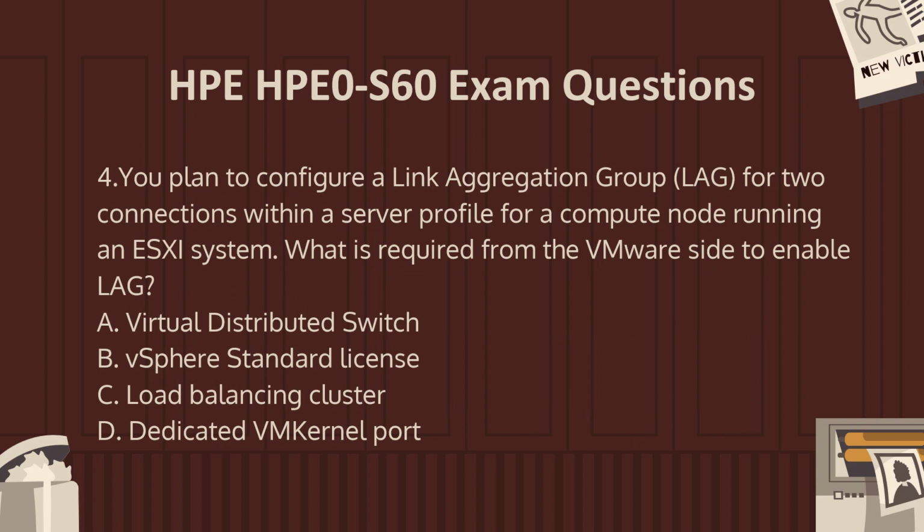4. You plan to configure a link aggregation group (LAG) for two connections within a server profile for a compute node running an ESXi system. What is required from the VMware side to enable LAG? A. Virtual Distributed Switch. B. vSphere Standard License. C. Load Balancing Cluster. D. Dedicated VM kernel port.